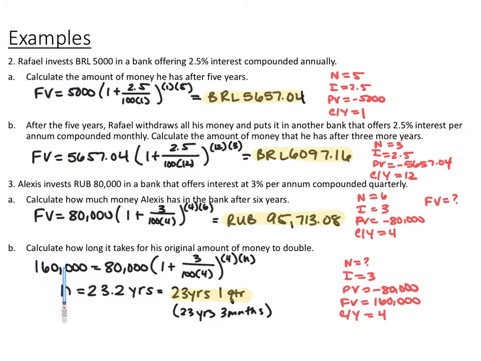For part B, calculate how long it takes for his original amount to double, which means we want to end up with 160,000 rubles, and then either solve this by hand with logarithms, or using y equals, y1 is one of the sides, y2 is the other, find where they intersect, or use your app. N is your unknown, and then I is 3 still, principal value is still negative 80,000, future value is 160,000, compounding per year is 4. Go to N, hit alpha enter, and you end up with 23.2 years, but you're only earning interest every quarter, so this is slightly less than 1 quarter, so basically 23 years, and after the first quarter or 3 months, that's when he'll have his money doubled.